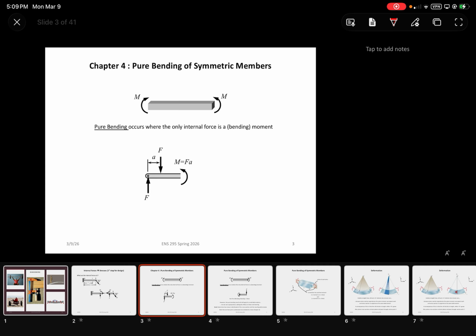We'll get into it a little bit later on, but the idea is that pure bending is basically where, again, the moment is constant. Or you could put in parentheses, bending moment.